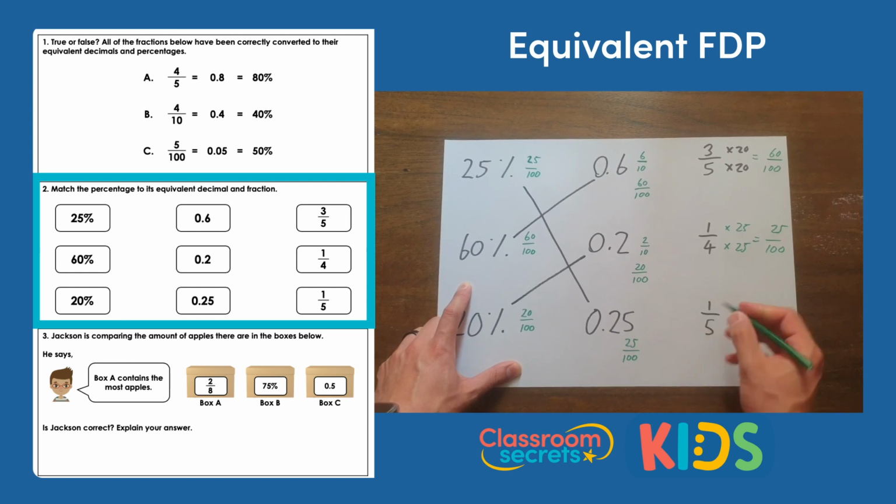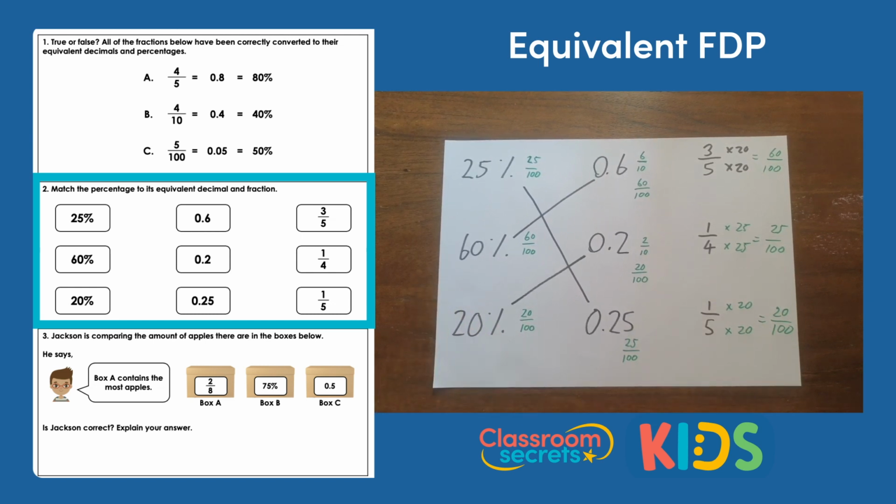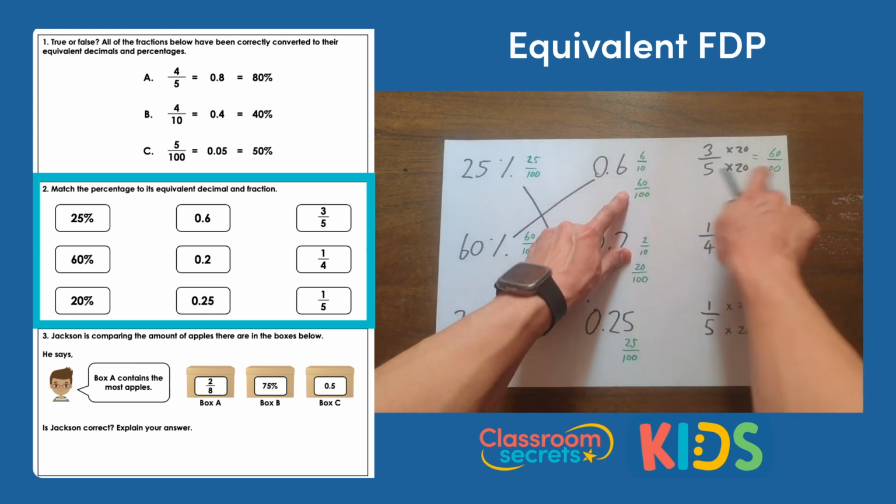And then the last one, we've got 1/5. We're going to multiply this one by 20, and that will give us 20 over 100. So now again, we just need to match them up. So we can see 0.6, that's the same as 3/5 because they're both 60 over 100.